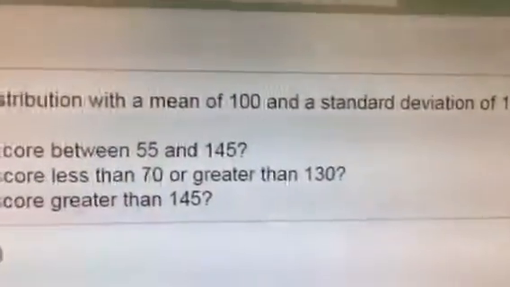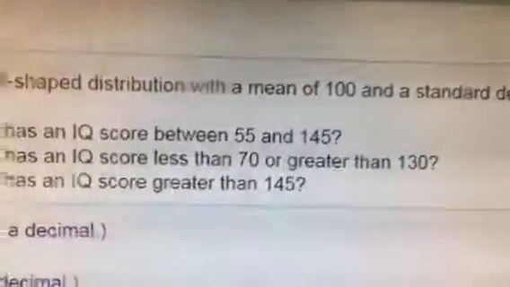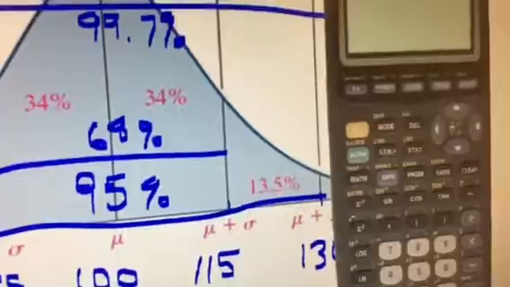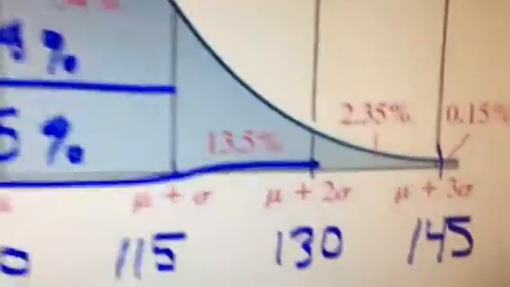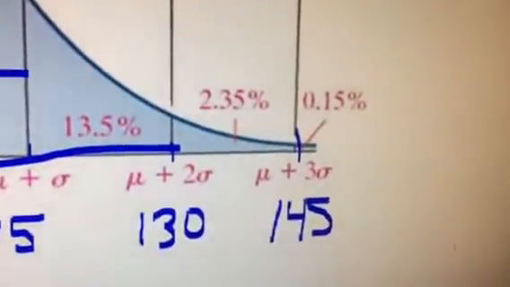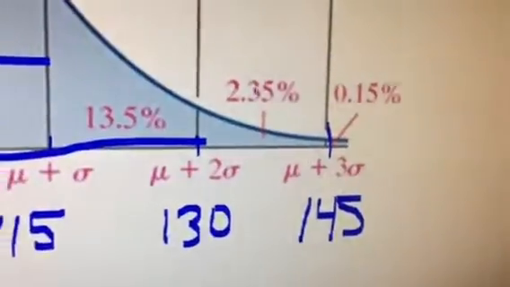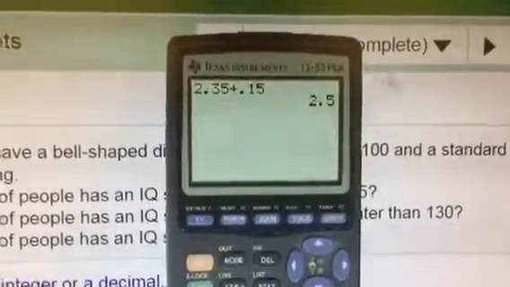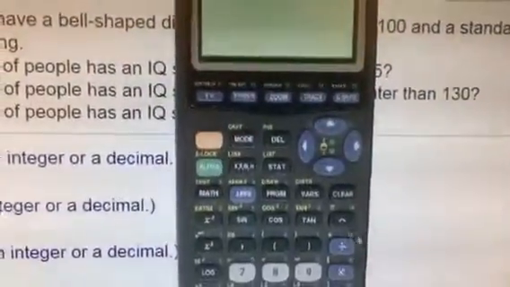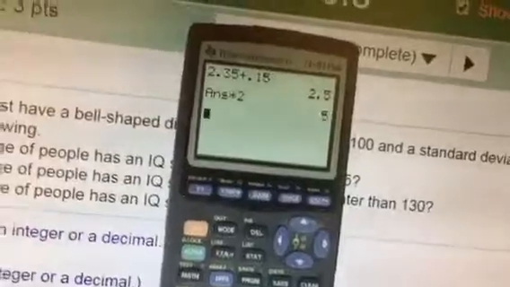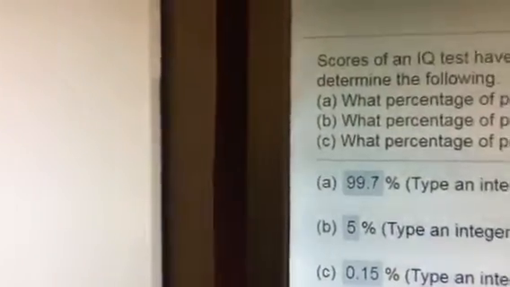The other thing the problem said is or greater than 130. What that means is I'm going to add everything that's greater than 130. So if I look at the greater than 130, notice it's also 2.35 plus 0.15. So all I have to do is double the one that I have on the calculator. So I'm going to hit times 2. And notice I get 5%, and that's my answer for this, 5%.